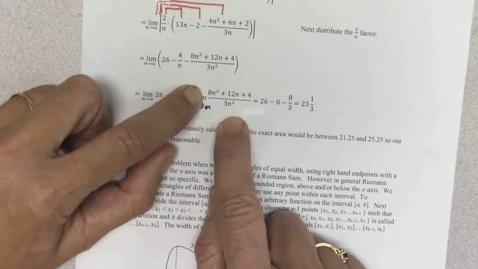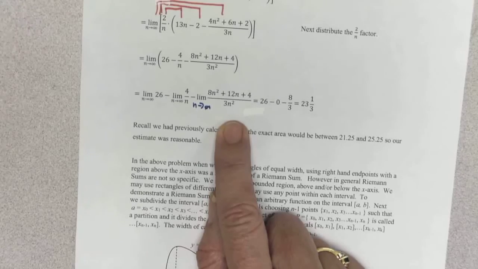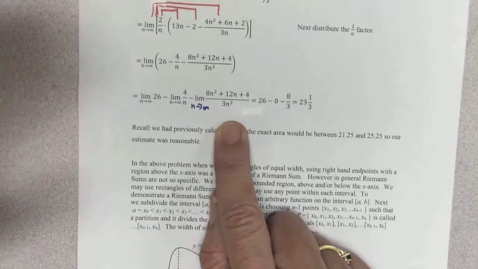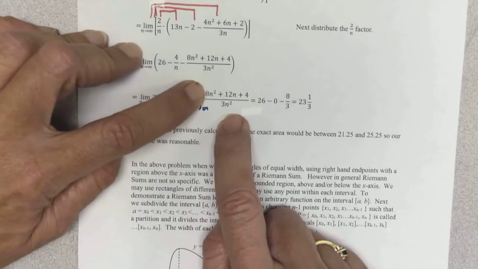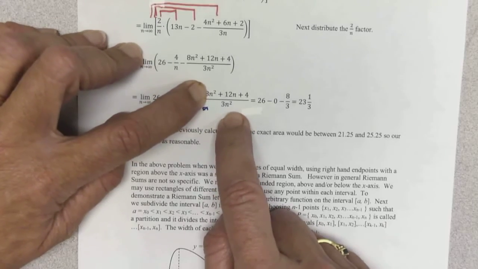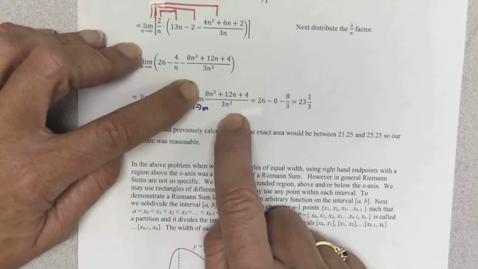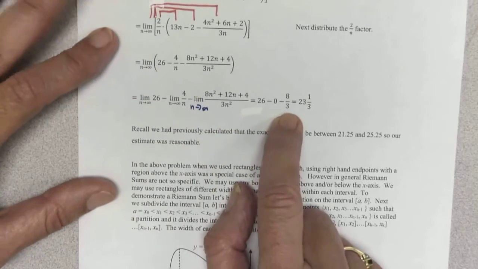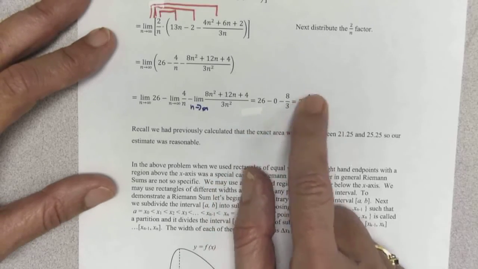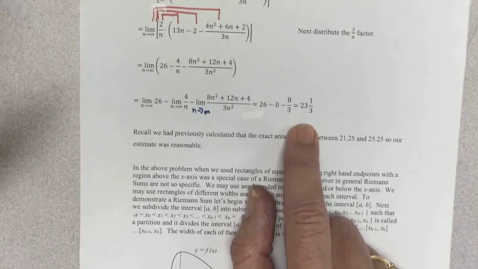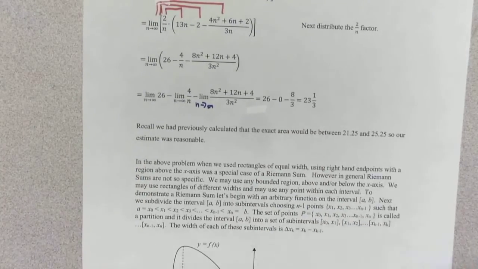My degrees are equal. So this is the limit at infinity of a rational function. We had a shortcut for that. You could just look at the degrees. These are both degree 2. So then you could just pull off those coefficients. So my limit is going to be 8/3. So 26 minus 0 minus 8/3, 23 and 1/3. And there's my exact area.